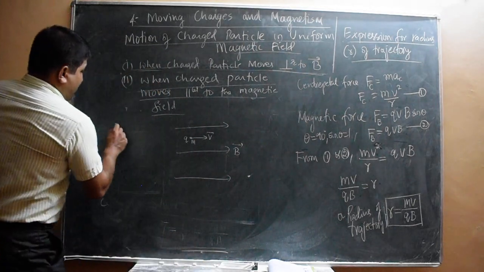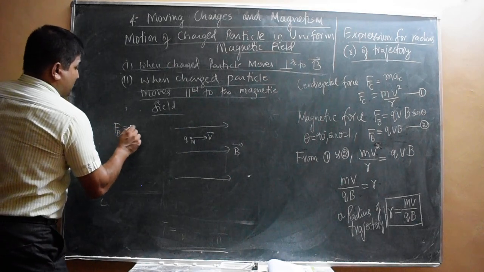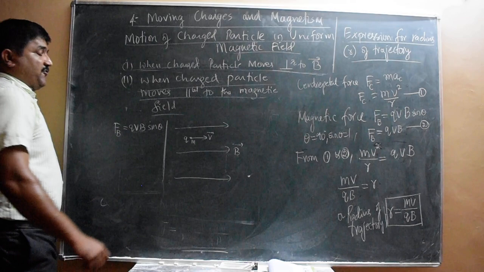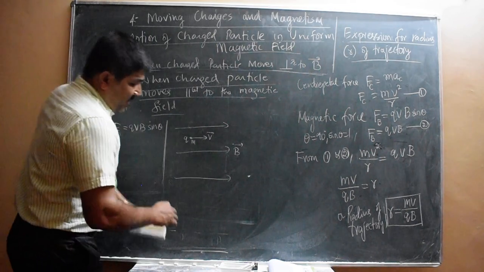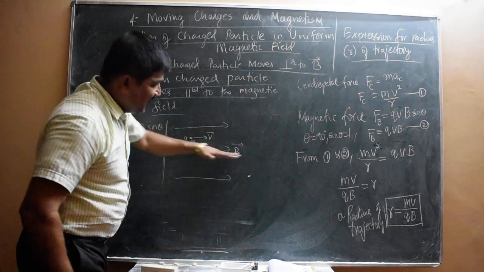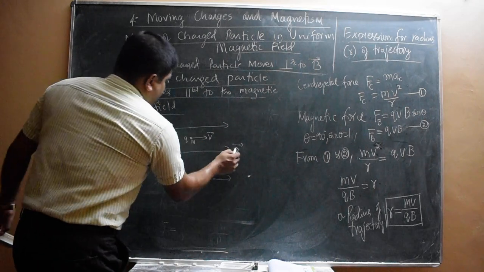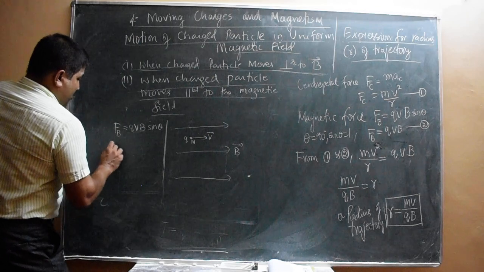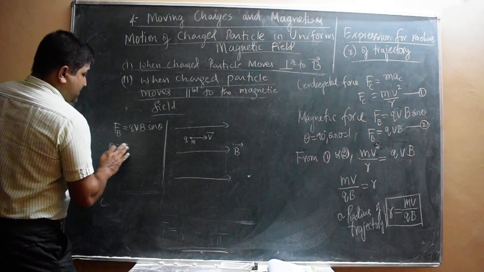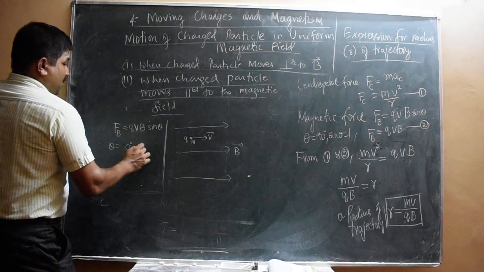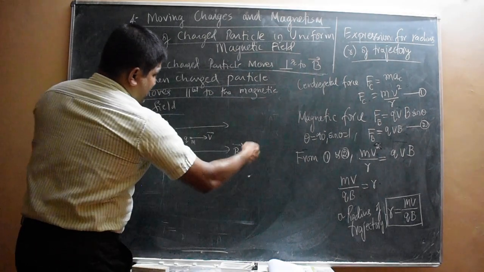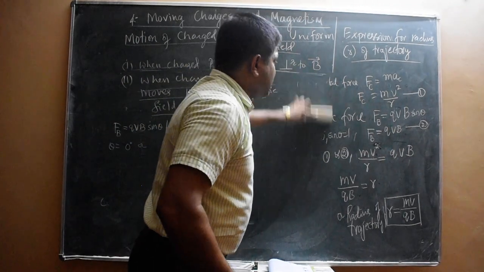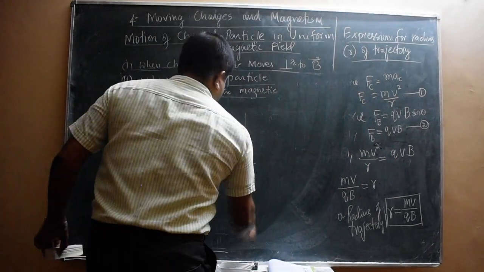The formula for the magnetic force is Fb equal to qvB sin theta. This is the magnitude of the magnetic force. Now see, the velocity vector v is like this, and the magnetic field is also the same way. v and B are parallel. When v and B are parallel, theta equal to 0 degree. Or another case, if the charged particle moves opposite to the field. Okay, this is one case.